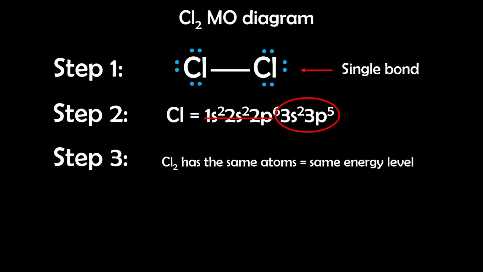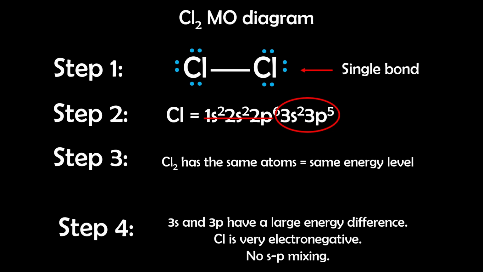3. Orbital energies. Because Cl2 is made from two identical chlorine atoms, the atomic orbitals on each atom have the same energy. So the 3s orbitals on both chlorine atoms are drawn at the same energy level, and the 3p orbitals are also drawn at the same level.